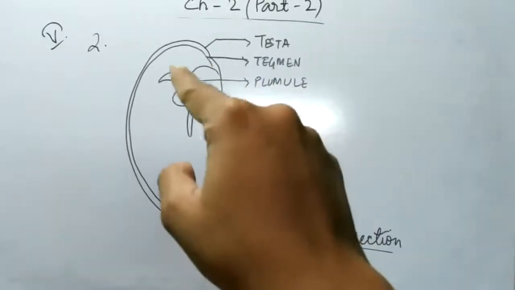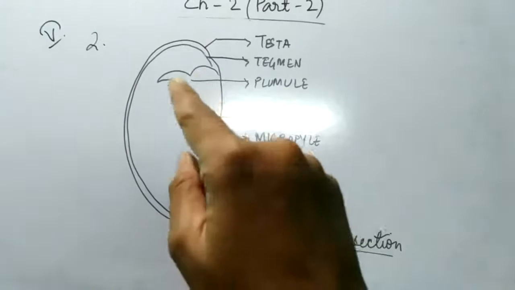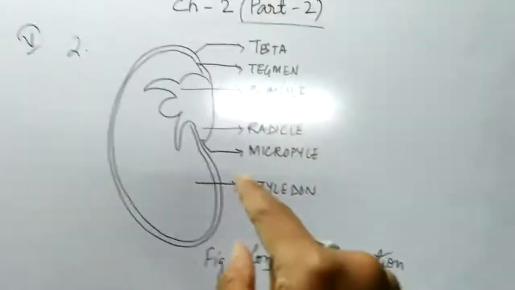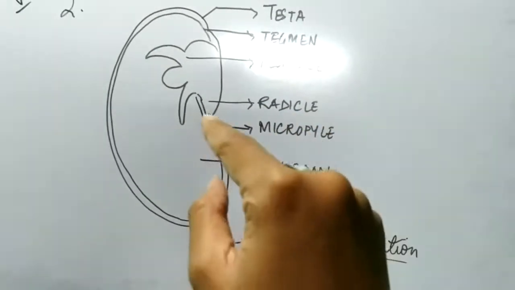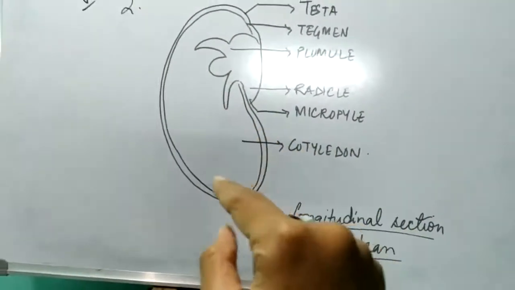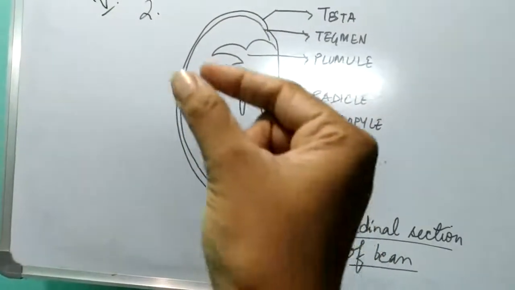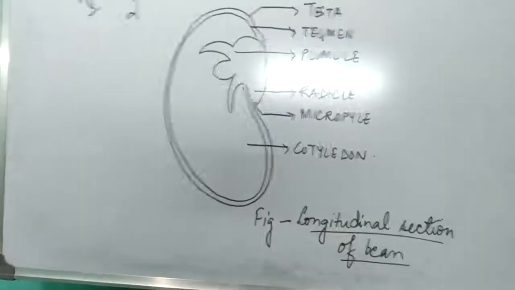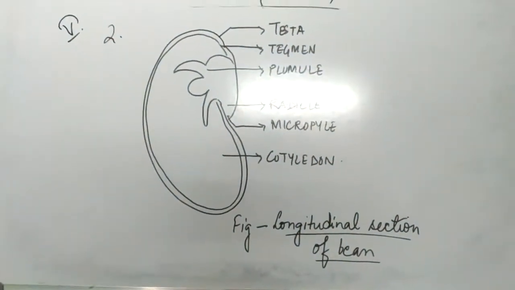This is the total embryo. The top part of the embryo is the plumule and the lower portion of this one is the radicle. This tiny opening is known as the micropyle, and this entire section, just below the seed coat, is known as the cotyledon, and this is the longitudinal section of bean.